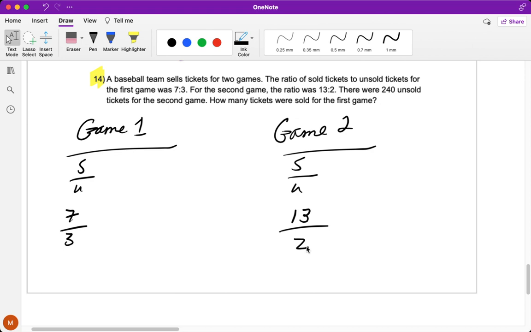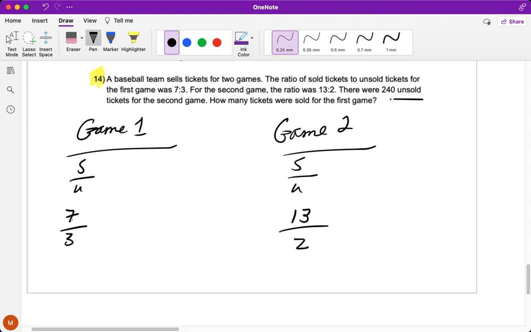These ratios change. 7 to 3 is not equal to 13 to 2. They're not representing the same ratio. The only thing that cannot change between these two games is the amount of seats in the stadium, meaning the total number of tickets that we could sell. The stadium can't change from game to game. We can't make it smaller or bigger. It is what it is. So what I need to do is figure out how many total seats there are. If I can figure that out, I can figure out anything with this problem.